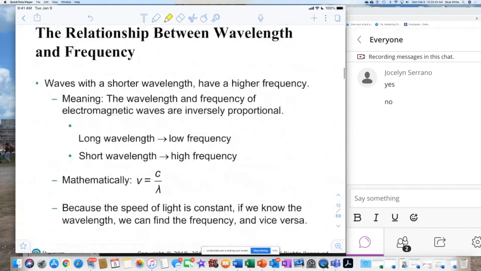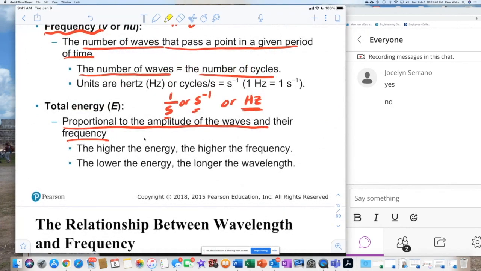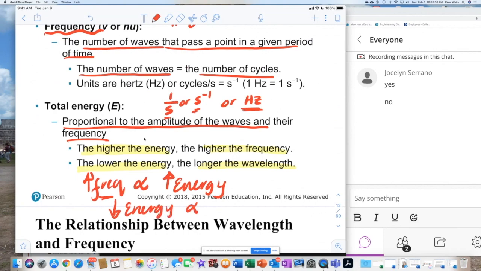Okay, so back to where we were before I got distracted right here. The energy is proportional to the amplitude of the waves and their frequency. So the higher the energy, the higher the frequency. The lower the energy, the longer the wavelength. Frequency is proportional to energy. So when the frequency is high, so is the energy. When the energy is low, so I'll say here, lower energy goes with, that means inversely proportional, right? Goes with a longer wavelength. So I'm just going to go with, when you have a lower energy, you have a higher wavelength. So hopefully that makes sense right here.